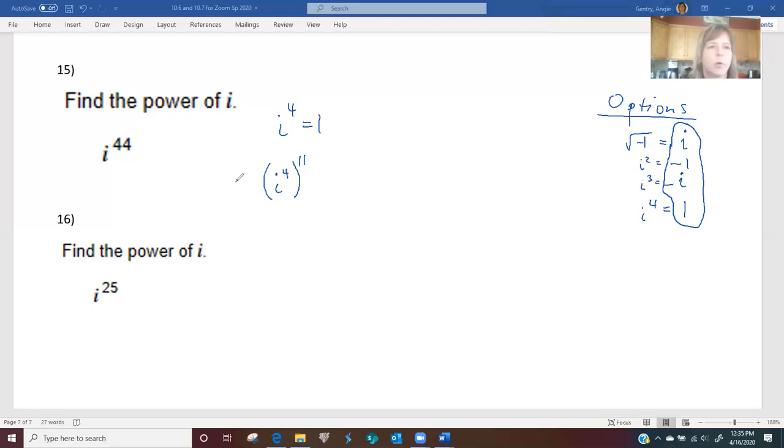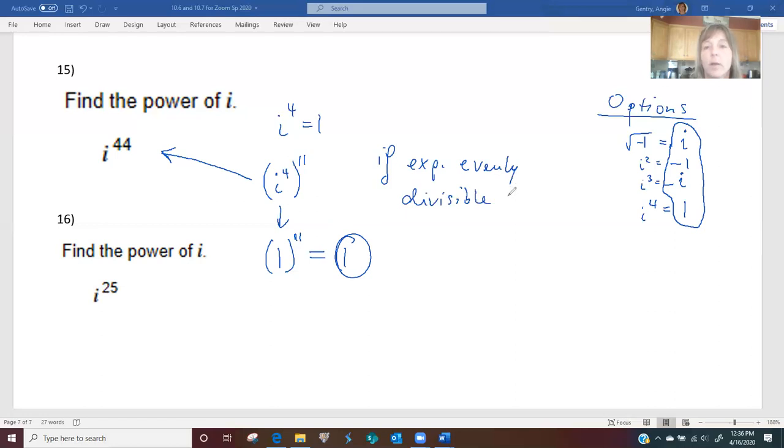4 times 11 is 44, so you agree with me that that would happen. And i to the 4th is 1. You see, this is what I really wanted. I wanted this to be a 1. i to the 4th is 1. 1 to the 11th is just 1 times 1 times 1 times 1 times 1 times 1 times 1, 11 times, so you're still going to get a 1. You see it? So if the exponent is evenly divisible by 4, then that turns into 1 automatically.